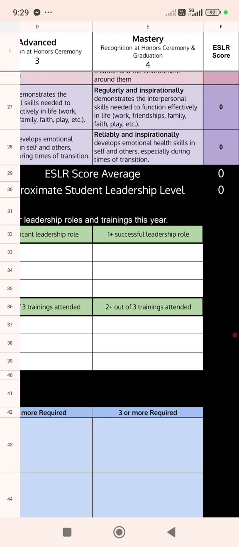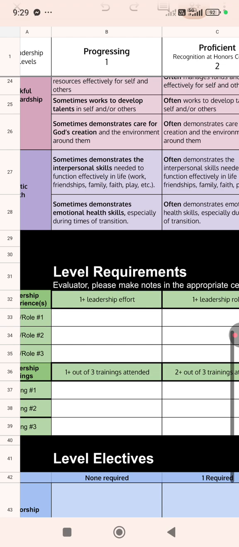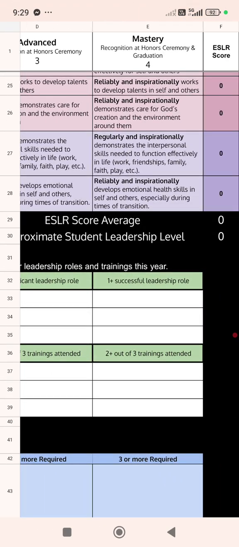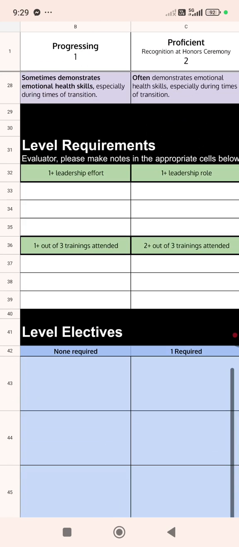And successful. Now this could all be the same, right? You could have an effort that is an actual school role that is significant and you were successful. You could write the same thing across all four if it's true, but you've got to tell the story of why it's significant. It's bigger than normal. Why is it successful? What did you accomplish that you set out to do?